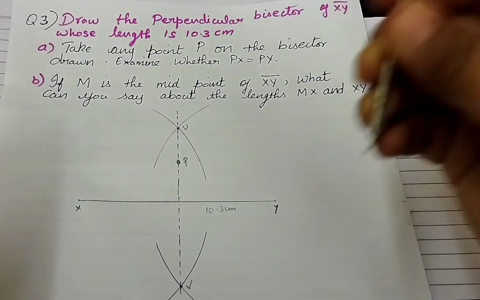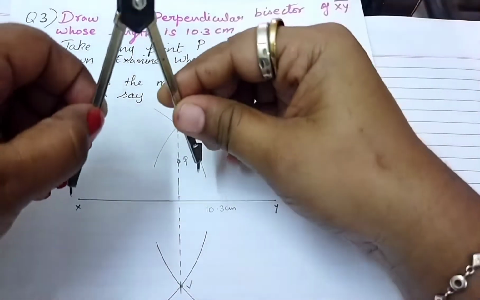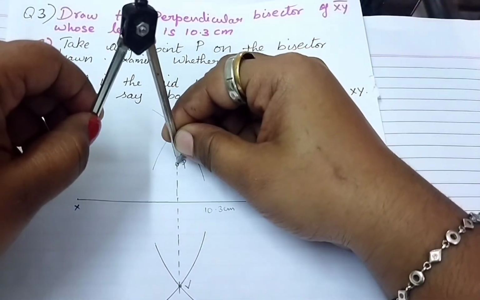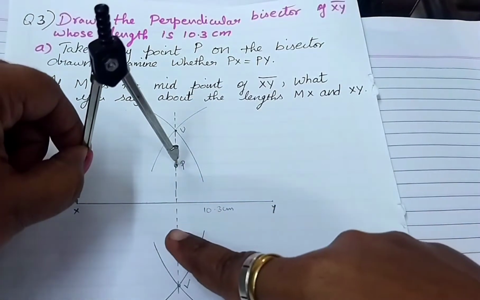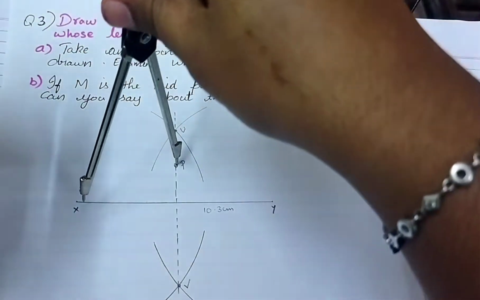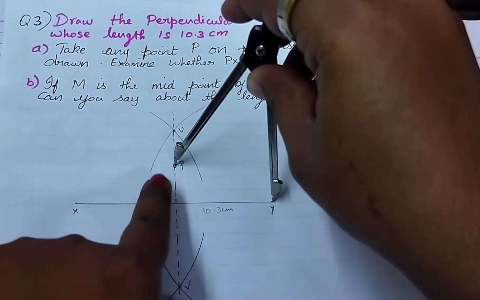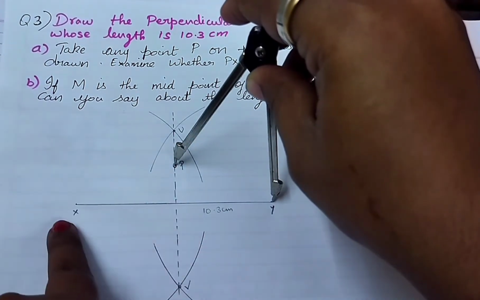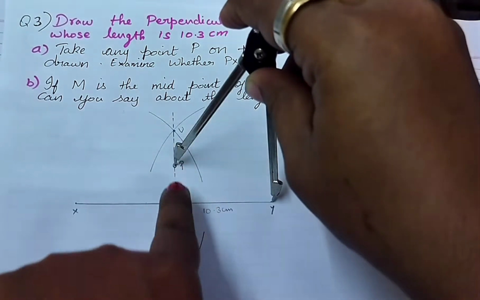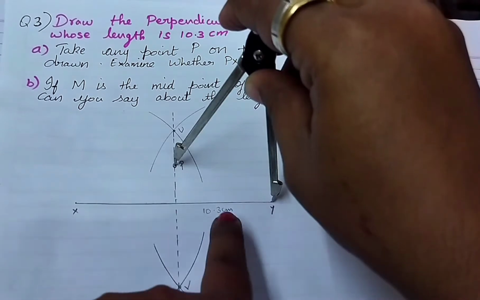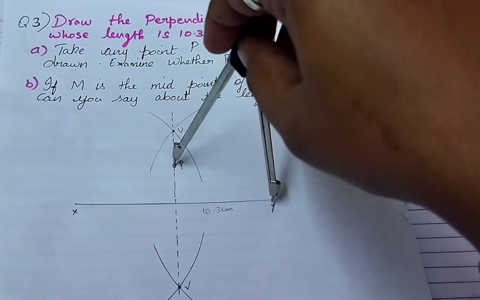I have placed my point P here. Now take your divider. With the help of the divider, you can measure whether PX is equal to PY. Keep one edge of the divider at the point P and the other at the point X. Now I have measured it here. Now I am going to check whether PY is also the same. Yes. So now I can conclude I have constructed the bisector properly. Bisector means you divide with a line into two equal halves. So PX is equal to PY.